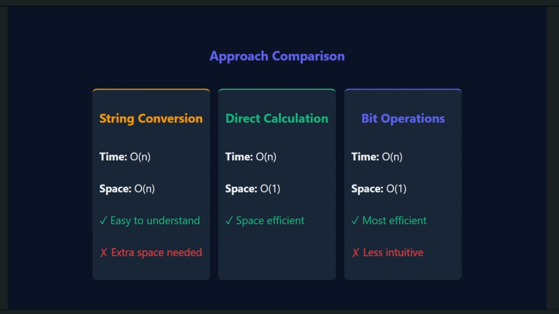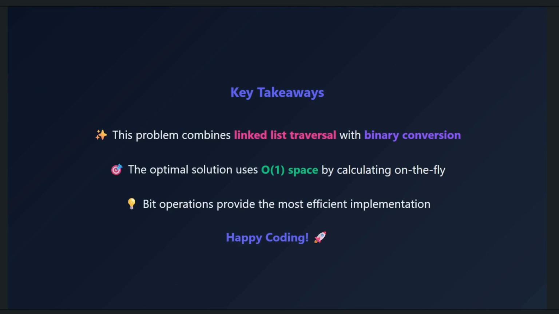For interviews, I recommend starting with approach 2 as it balances clarity with optimal complexity. You can then mention approach 3 to demonstrate deeper knowledge. Remember, the key insight was recognizing that reading binary digits left to right means multiplying by 2 at each step. This problem beautifully illustrates how understanding the underlying mathematics leads to elegant solutions.